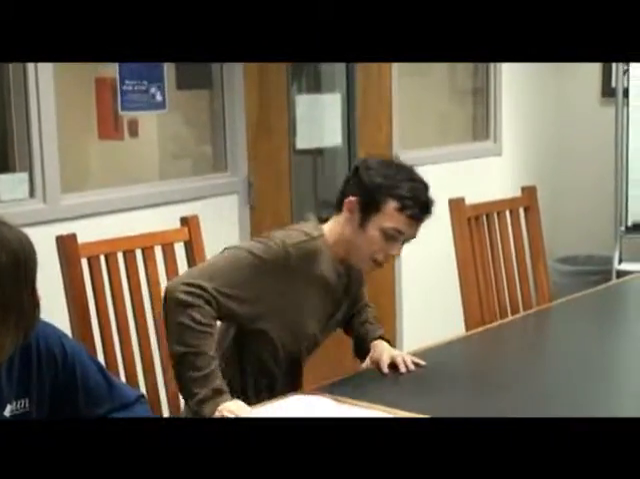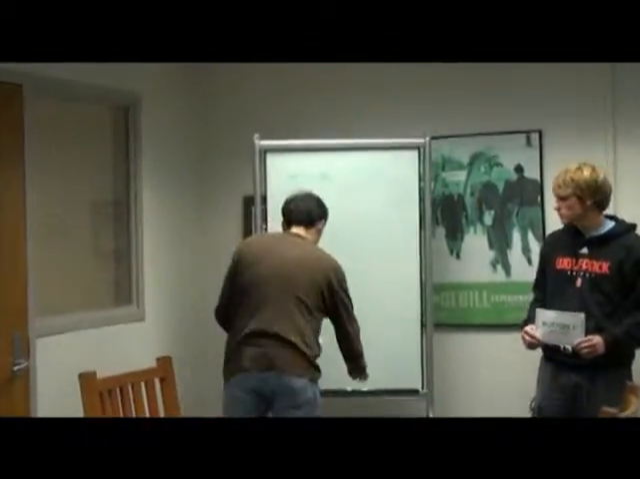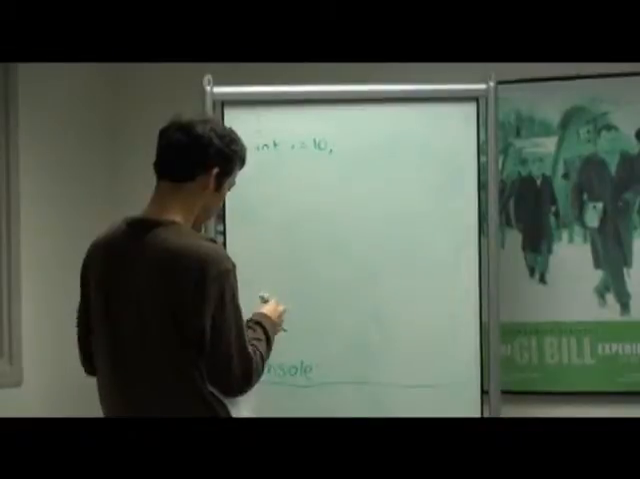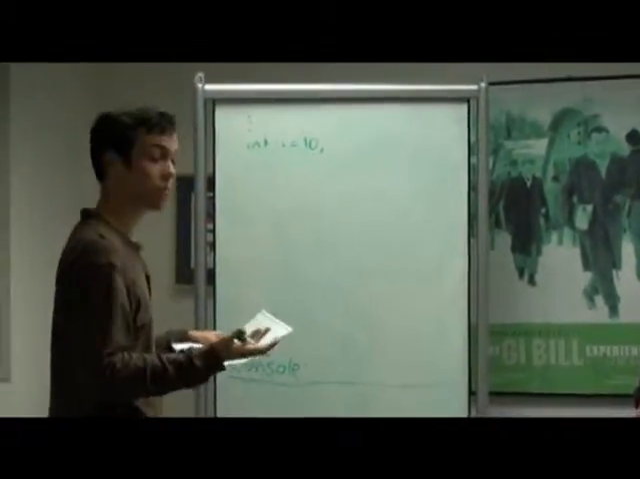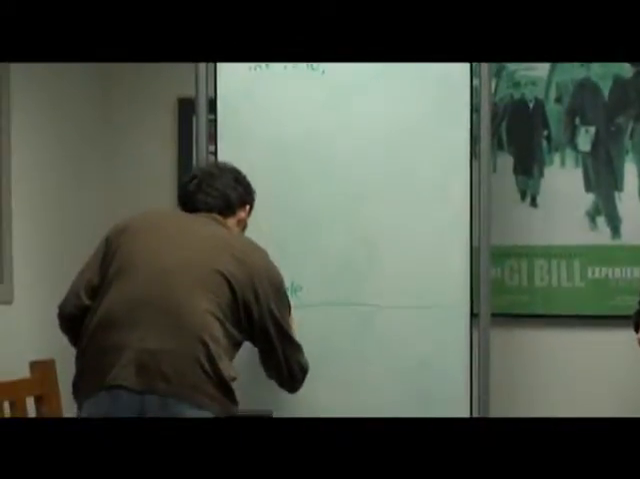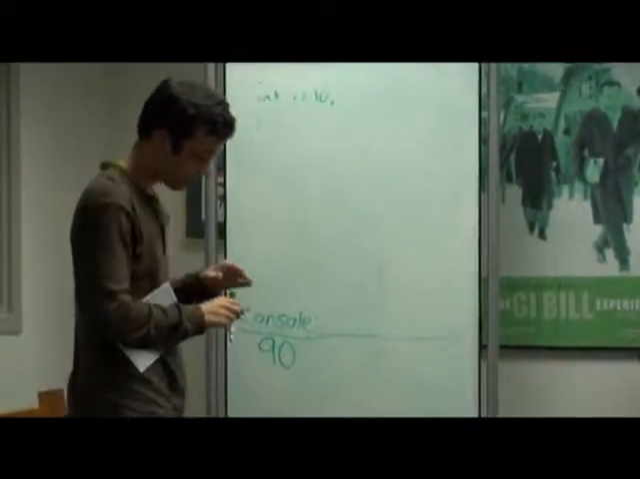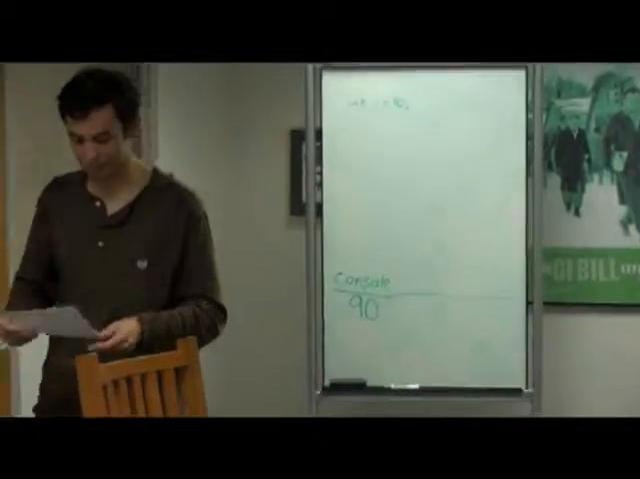So i is now equal to 10 times 9, which is 90. So we're going to print out 90. Very good. And that's it for me.